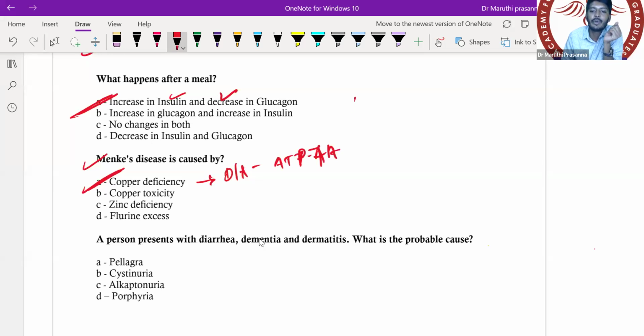Okay, ATP7B mutation is seen with what? ATP7B mutation is seen with Wilson disease. In Wilson disease, there is copper toxicity. Copper toxicity is seen with Wilson's disease.